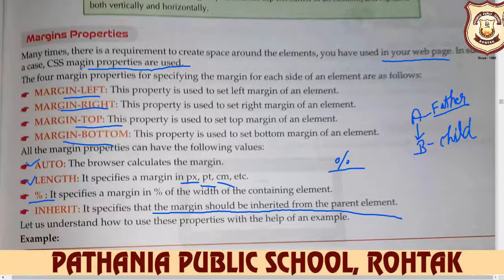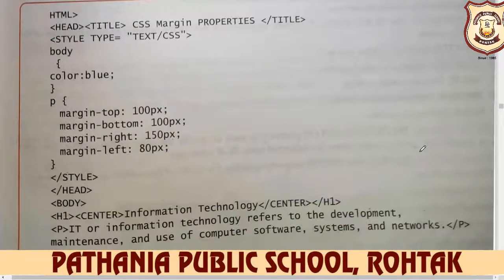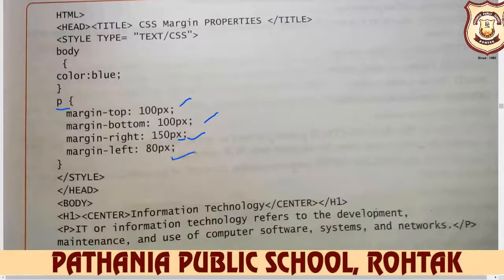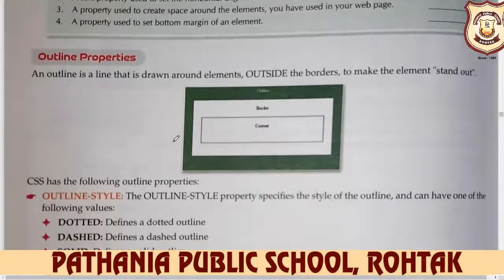Let us understand how to use the properties with the help of an example. You just write margin-top. We use it with the P tag, and P means your paragraph. So your top margin is 100 pixels, bottom margin is also 100 pixels, right margin is 150 pixels. You can change it in percentage or centimeters, and you can write 50 pixels, 30 pixels, 40 pixels, any pixels, and margin-left 80 pixels also. So the choice is yours here. Clear?